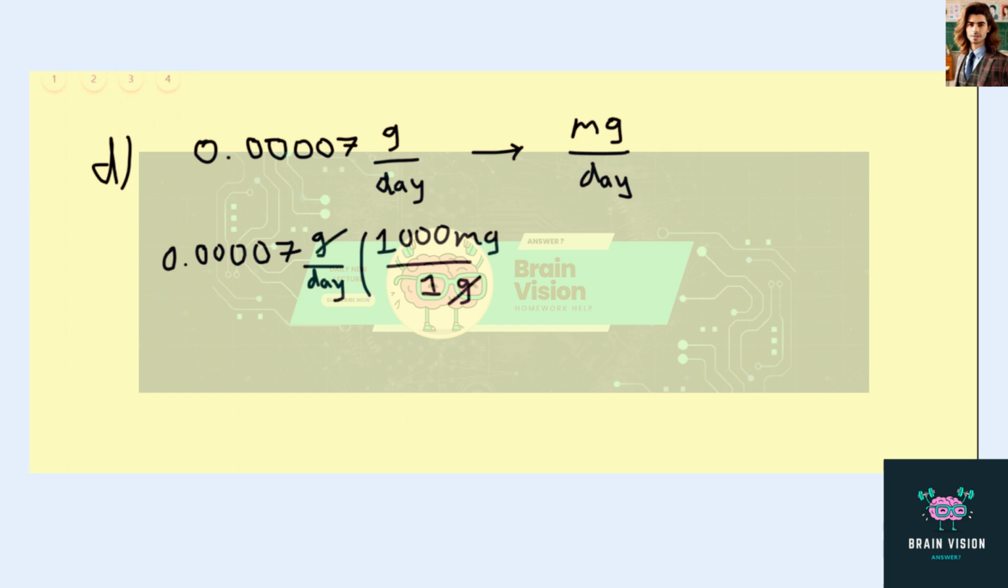So grams cancel out, and you multiply this by 3 zeros. The way you do this is you hop over 1, 2, 3. That's where your new decimal point would be. So it's going to be equal to 0.07 milligrams per day for allowed selenium.